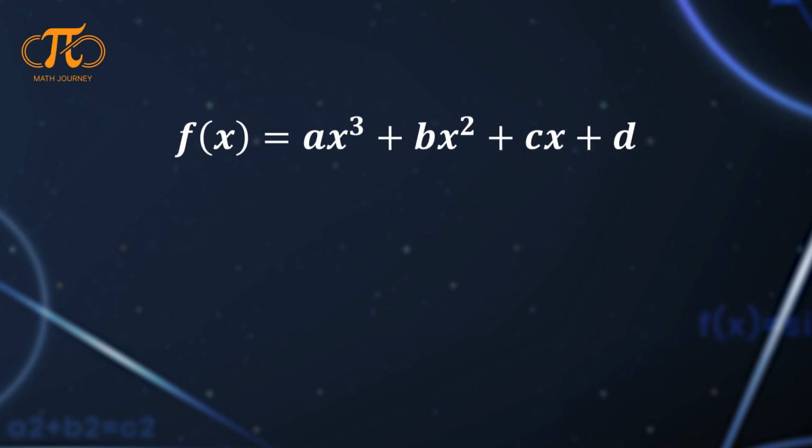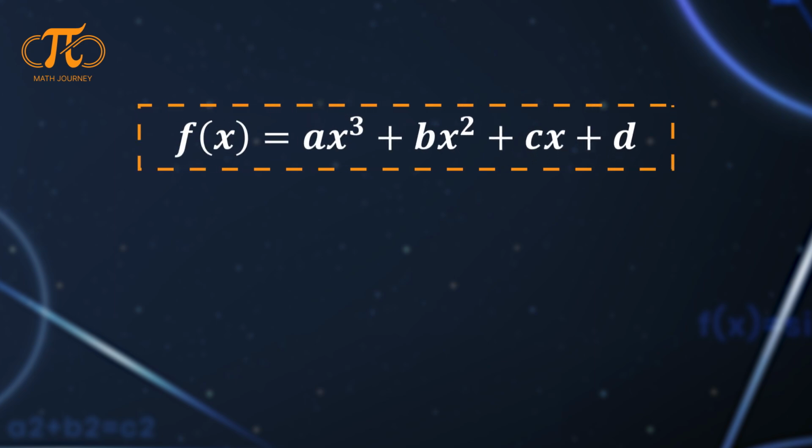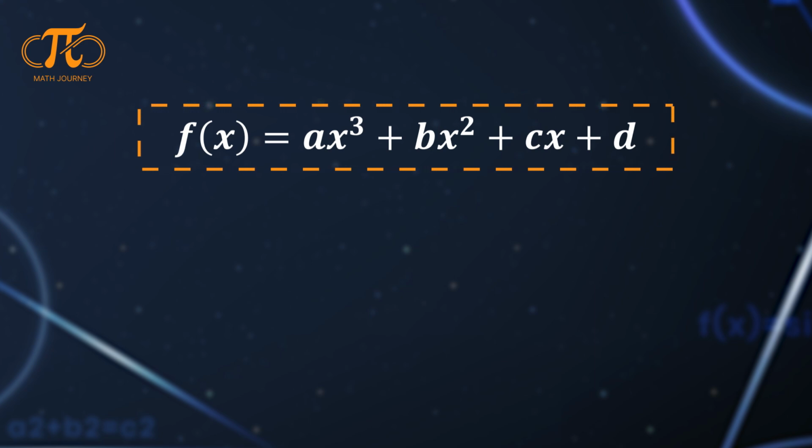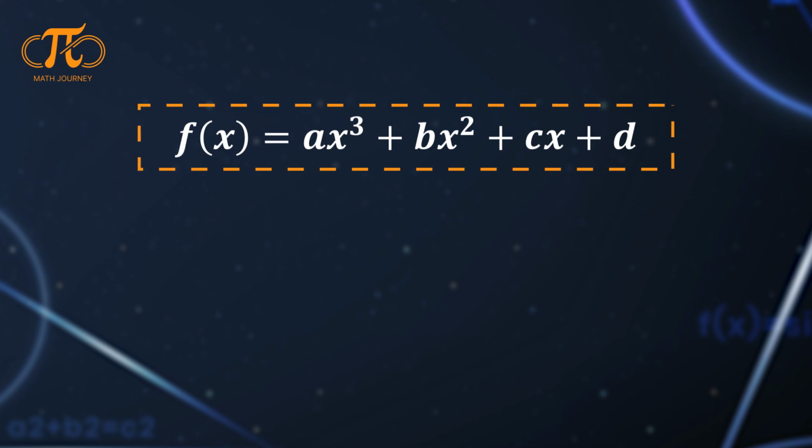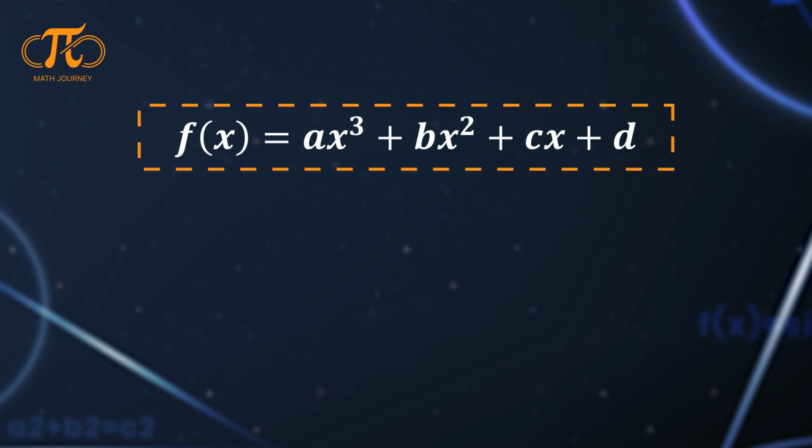Imagine this. You're given just one single point on a cubic polynomial, just one. And from that, you're supposed to figure out all four coefficients and predict the function's value at another point. Sounds impossible? Stick around to see the magic.